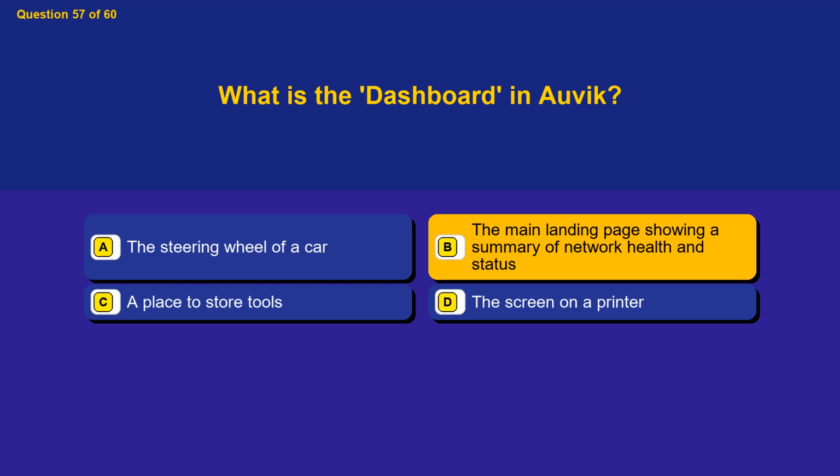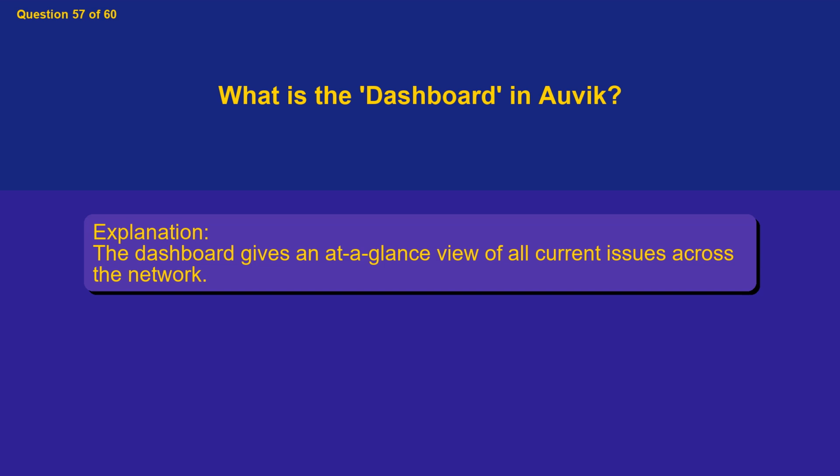The correct answer is option B, the main landing page showing a summary of network health and status. The dashboard gives an at-a-glance view of all current issues across the network.